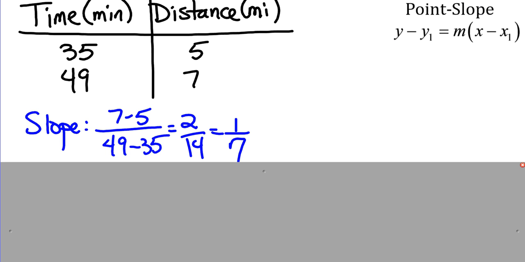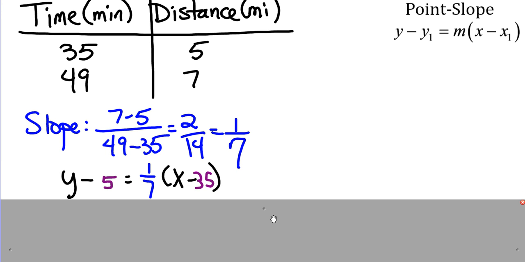So if we made our distance our outputs, we're going to do 7 minus 5, which is 2, and our time is the inputs, 49 minus 35, which is 14. We've got a slope of 1/7. So again, what does that mean? Well, the output is a distance, so 1 mile takes 7 minutes for him to run.